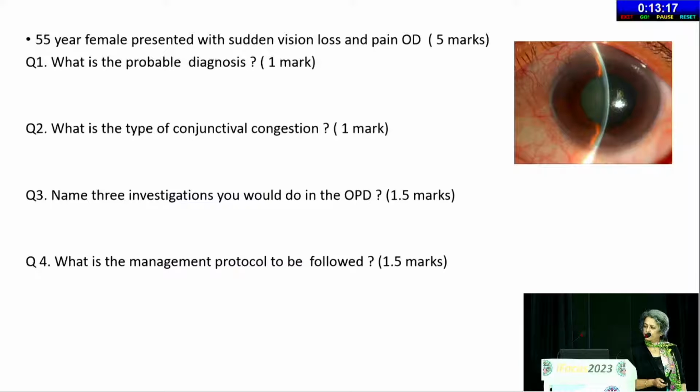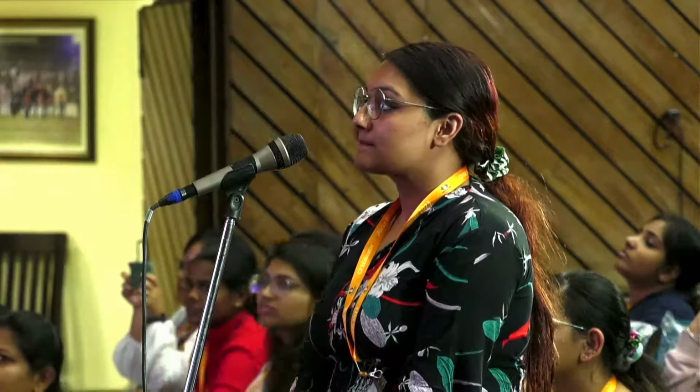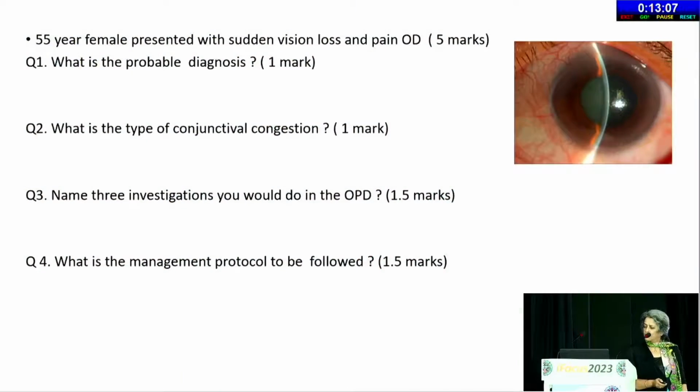A 55-year-old female presented with sudden vision loss and pain in the right eye. You know what OD and OS are? Oculus dexter and oculus sinister. What is the probable diagnosis? 1 mark. What is the type of conjunctival congestion? 1 mark. Name 3 investigations you would do in the OPD. What is the management protocol to be followed? So this will be the way the OSCE sheet would be. And you will be given a plain sheet next to it, which you will pick up, and you will write answers 1, 2, 3, 4. So anybody wants?